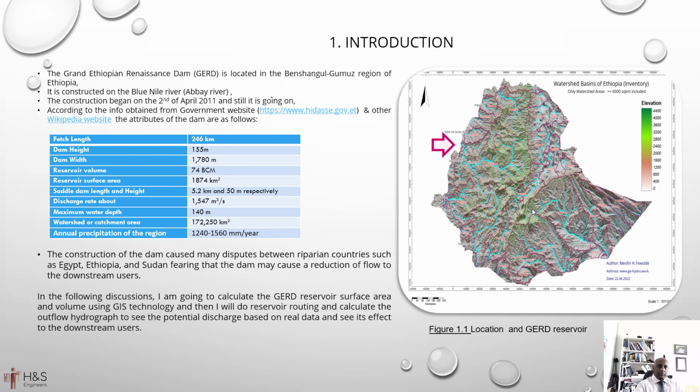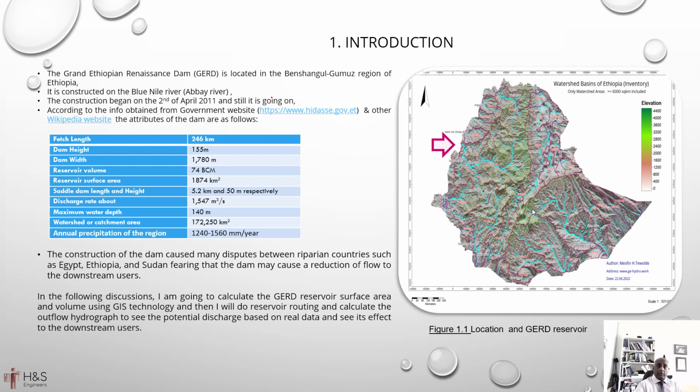Okay, to introduce the dam, it is the Grand Ethiopian Renaissance Dam. It's very well known. It's located in the Benshangul region of Ethiopia, right there at the arrow that indicates on the map. That's Benshangul. It's 15 kilometers away from the border of Ethiopia. Below the dam, there is another dam, a Sudanese dam, maybe 94 kilometers away. It is Roseires Dam, another dam below the GERD.